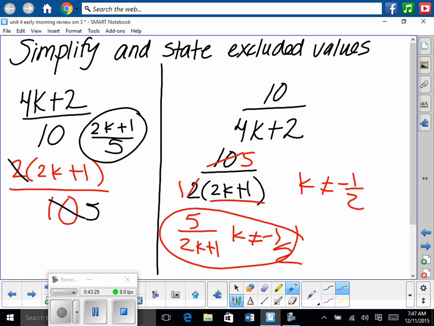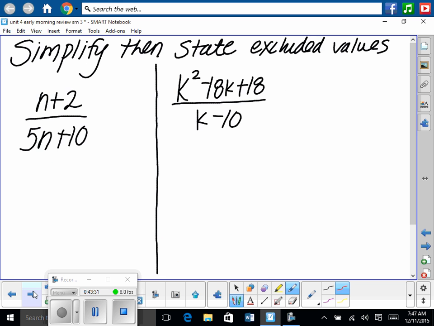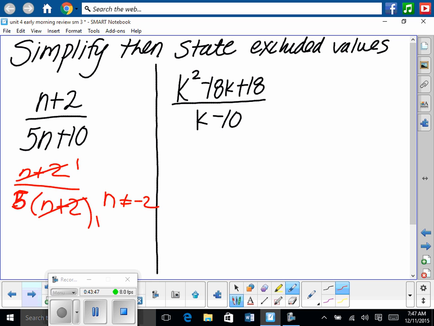Okay, questions on that? Okay, next few. Simplify. Factor the top, factor the bottom. We have n plus 2 over 5 times n plus 2. Before you divide anything out, state the excluded values. So n cannot equal -2, right? Divide those out. This becomes 1 over 1, so 1/5, as long as n does not equal -2.